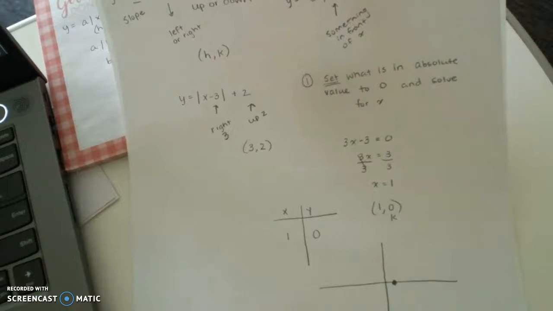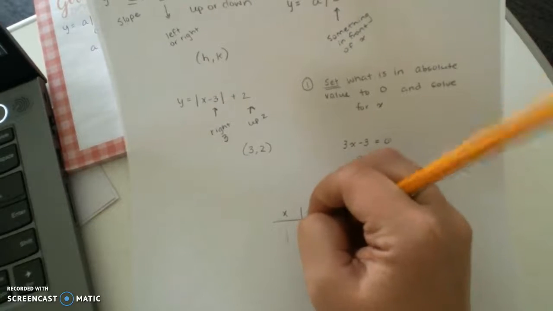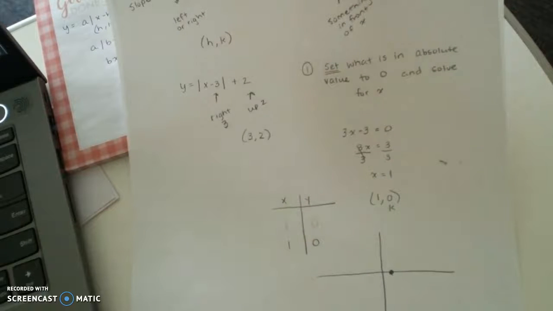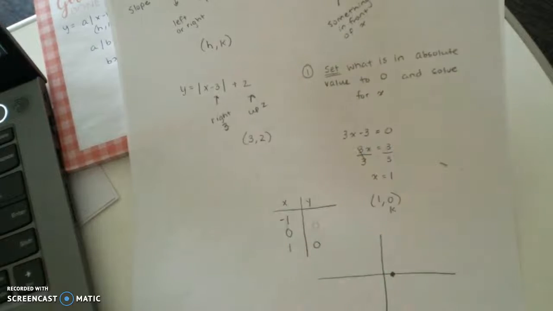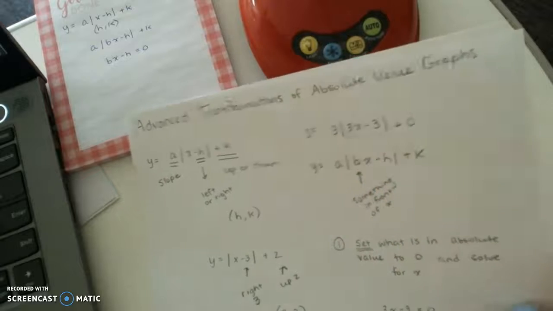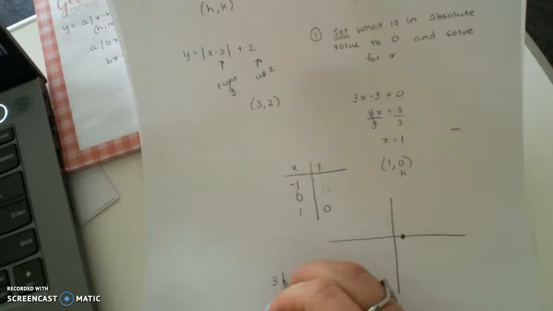Now I want to find 2 points to the left or right, okay, because I want to be able to graph this. So I know my vertex is (1, 0). I'm going to go 2 points backwards from that, 0, negative 1. And all I'm going to do is plug those x values into my original equation. So my original equation was 3 times the absolute value of 3x minus 3.